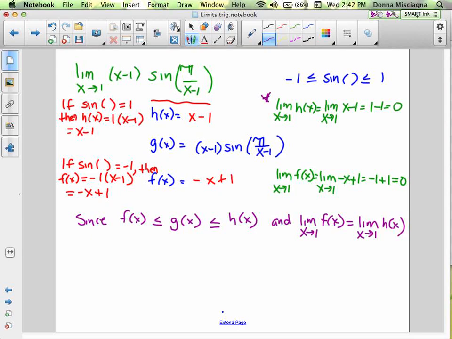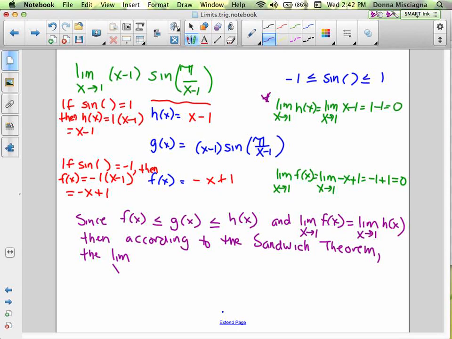Then, according to the sandwich theorem, the limit as x approaches 1 of g of x must also equal 0. And there we go.